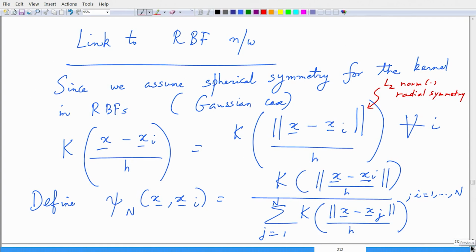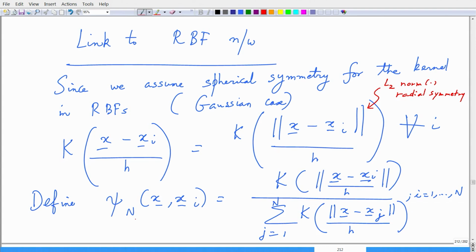Now, the kernel in the RBF has spherical symmetry. So, the kernel acting on (x minus xi) upon h is equivalent to writing the kernel acting on the norm of (x minus xi) upon h, for all the pairs of data points xi, yi. Now, this norm is the L2 norm, which naturally provides us with radial symmetry.